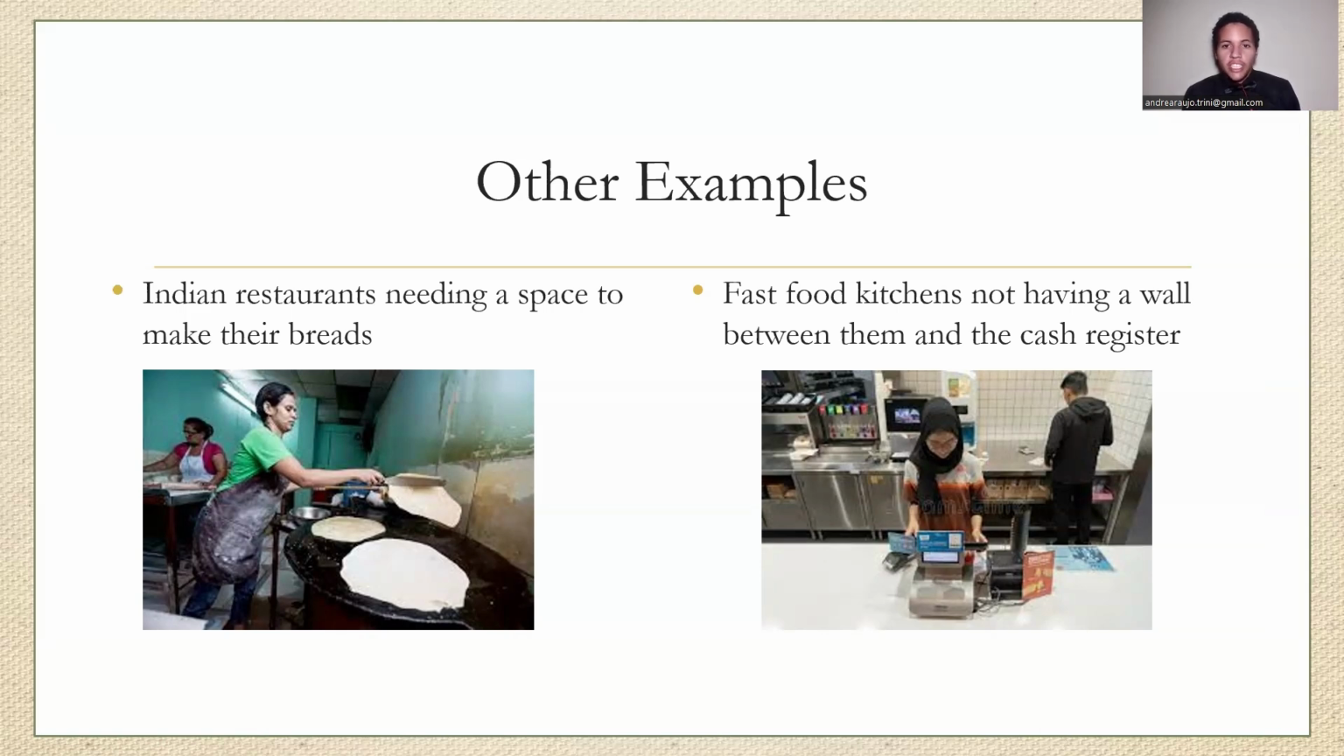Then there's also the fast food kitchen. Another example, going back to other fast food locations. They usually have no separation between them and the cash register, so goods can move out as fast as possible.